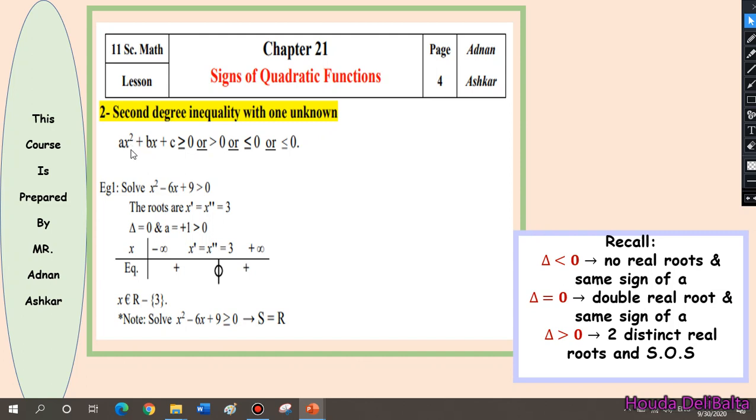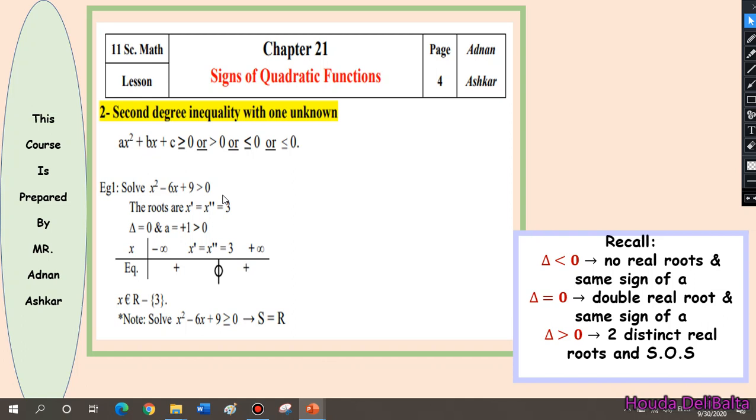The second degree inequality with one unknown has the form ax squared plus bx plus c greater than or equal to 0, or just greater than 0 without the equal, or less than or equal to 0, or just less than 0 without the equal. And here is the first example. Solve x squared minus 6x plus 9 greater than 0.